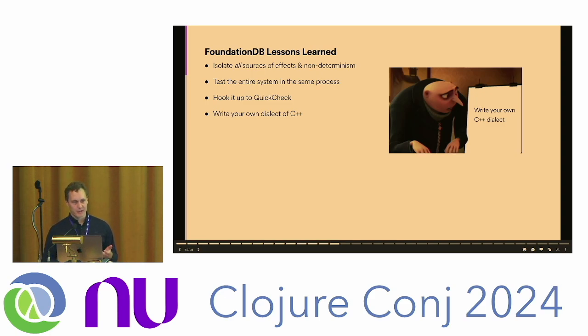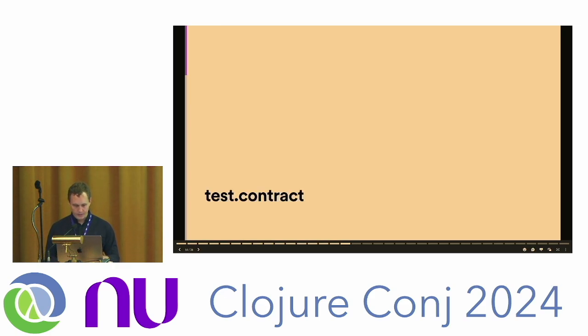So if you don't have a greenfield project, or if you don't want to work in C++, or you don't want to write your own programming language, what do we do? Well, we can incrementally approach the gains from this. So part 2, test.contract.